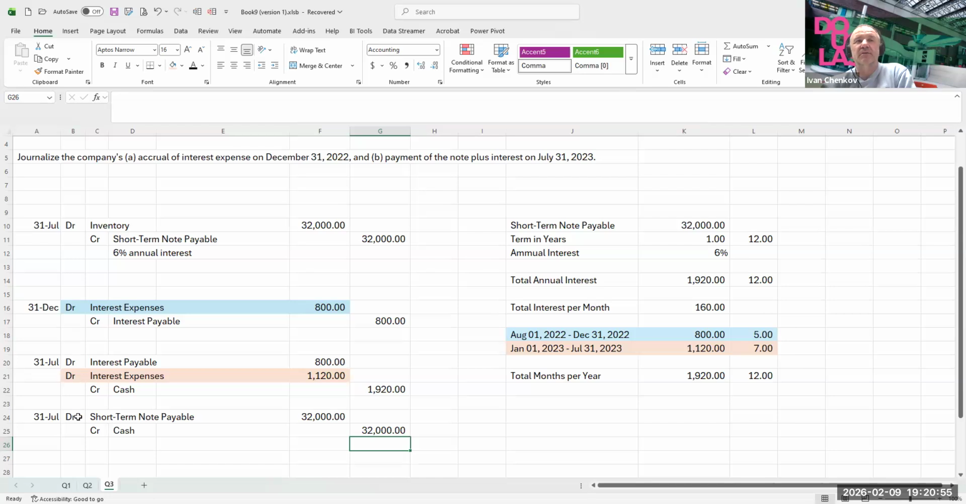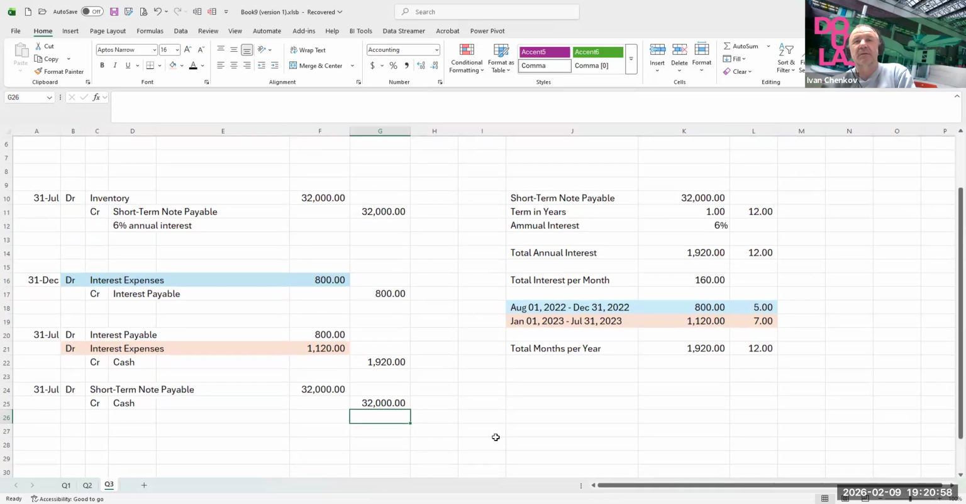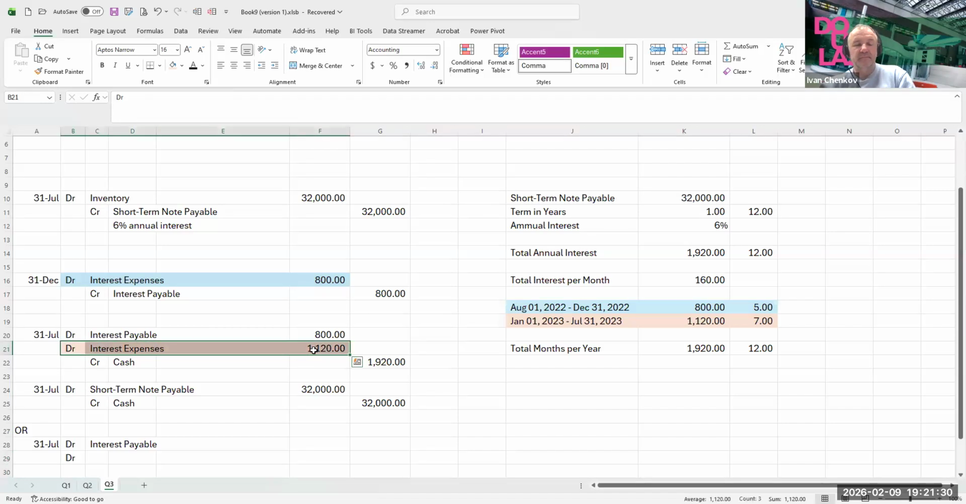Now, how can you do it with one combined entry? You just have to add short-term notes payable in the first one and increase the cash. So how is it gonna look? If the person asks you for one entry, then you're gonna do July 31st. You're gonna do debit interest payable, debit interest expense.